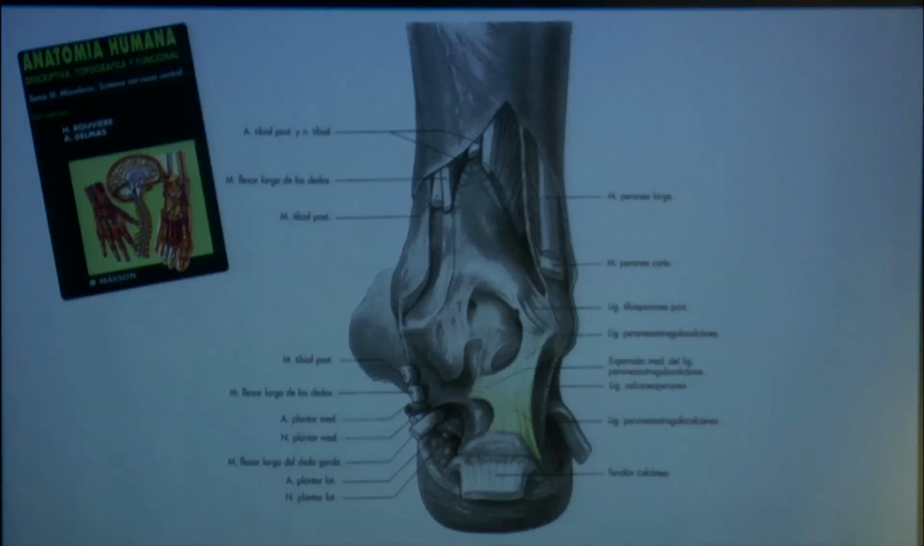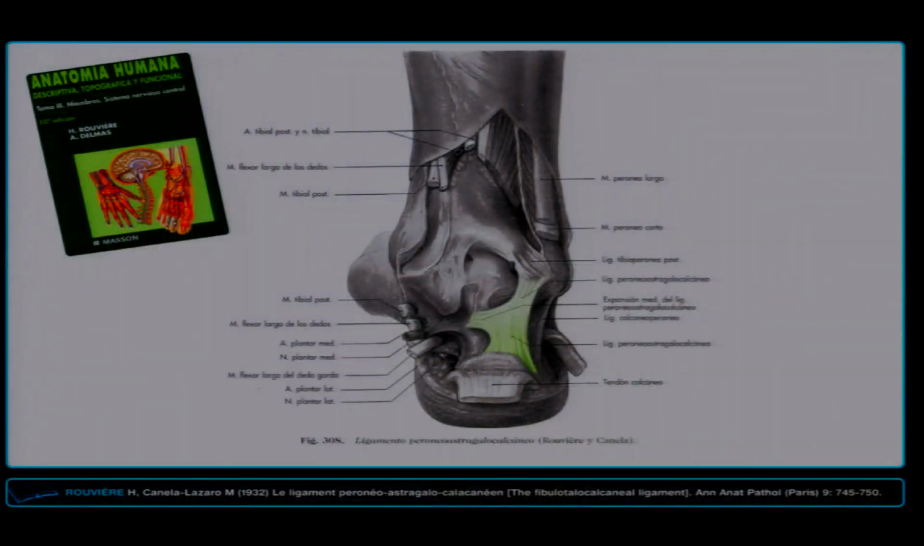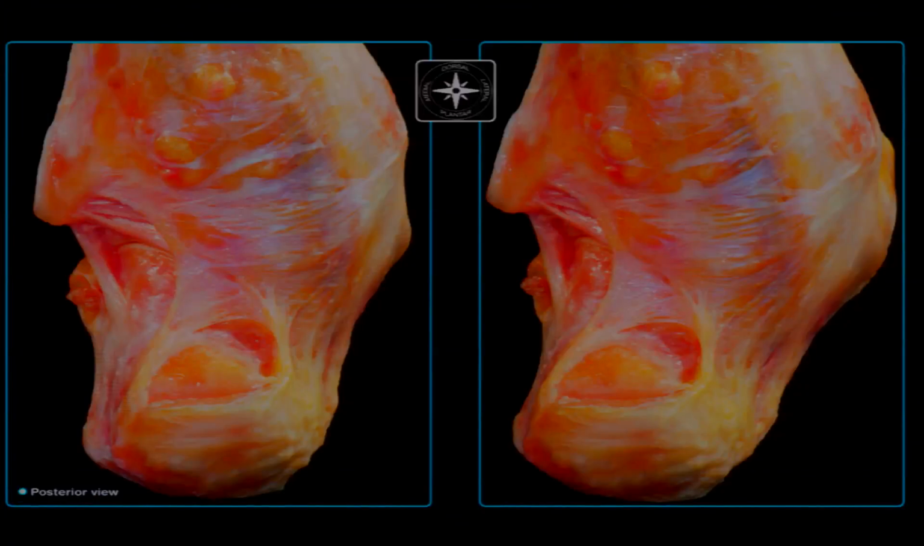What is this? Rouvière, an anatomist of France, explained about this fascia and gave this structure the name of the fibulo-talocalcaneal ligament. This is important for orthopedic surgeons. Maybe it's not important to remember the name, but this is a thickened part of the fascia. If you don't make a hole in this fascia, you don't arrive at your working area. And this is very important. It's difficult to define the limits of this structure, of this ligament.